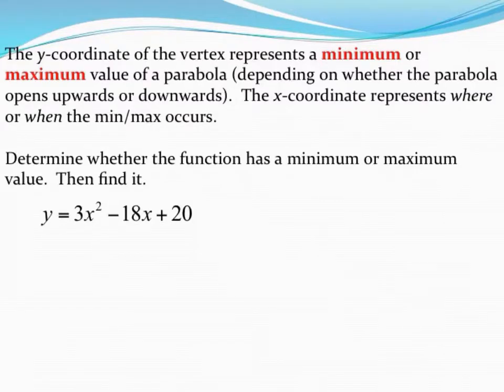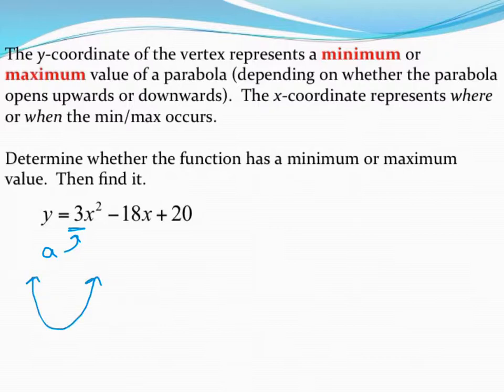Without even graphing a parabola, I can tell whether or not the parabola has a min or max value by determining whether the parabola opens upwards or downwards. And to do that, I'm going to look at the a value of my parabola. If that a value is positive, which it is in this case, that means my parabola opens upwards, like so.